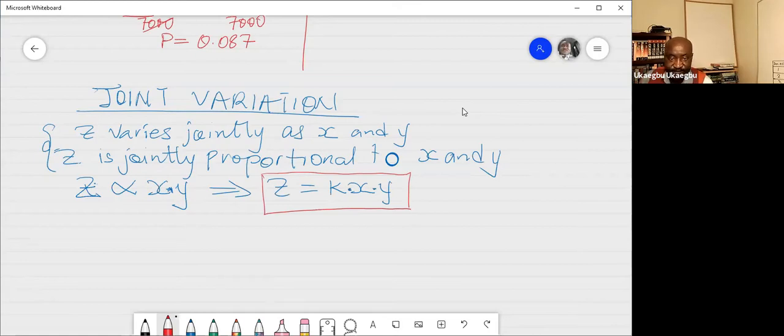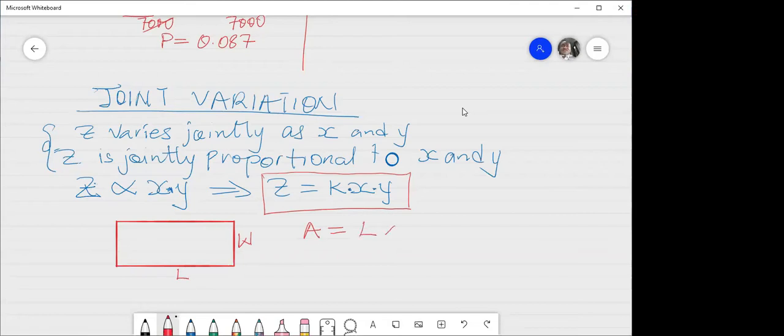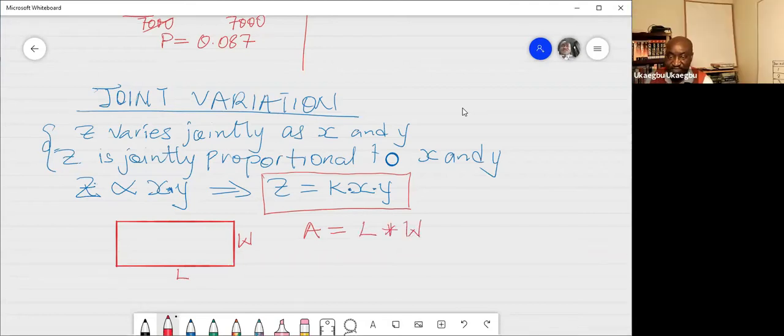Okay, so now what's the classical example? This shape is what? A rectangle, length times width. So many of you have seen too many times that the area of a rectangle is length times width. What that then means is that the constant of proportionality K is 1.